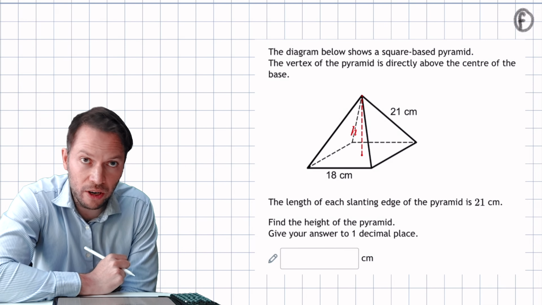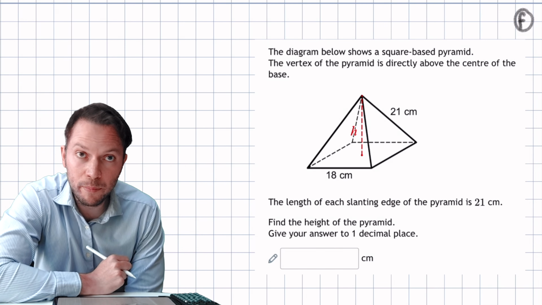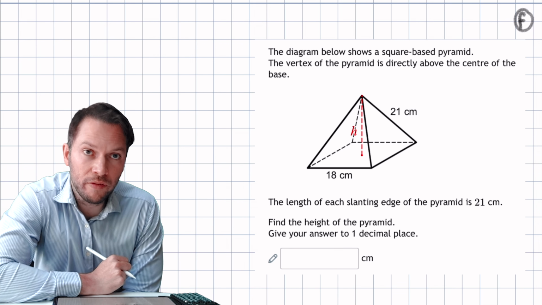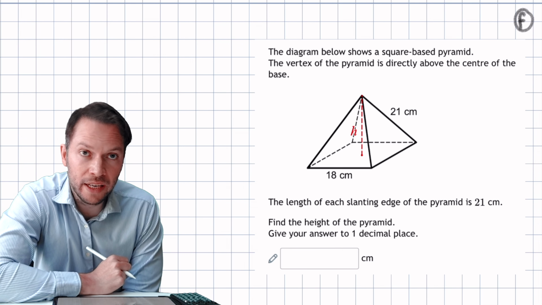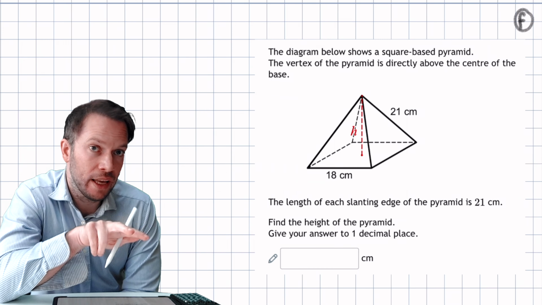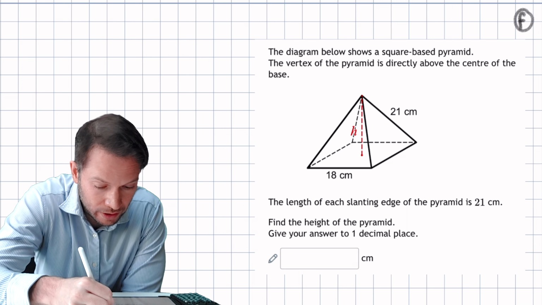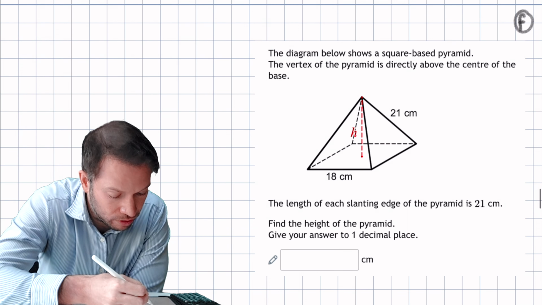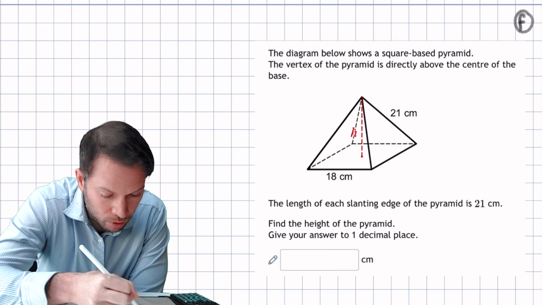Hi, in this video we're going to find the height of a pyramid using Pythagoras theorem. Now remember the key of using Pythagoras theorem in 3D shapes. We just need to identify a 2D triangle somewhere and then we can use Pythagoras theorem. So can we somehow find a 2D triangle here that's going to be useful? Well, what information do we know?